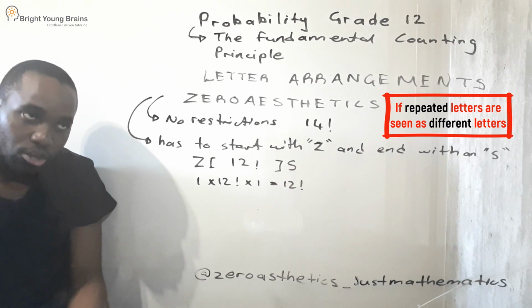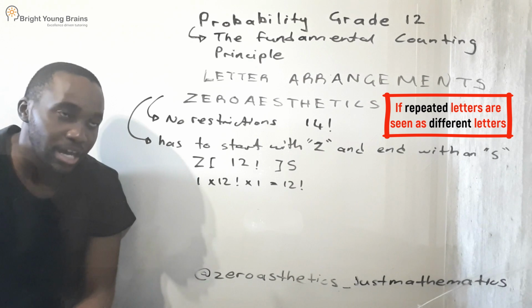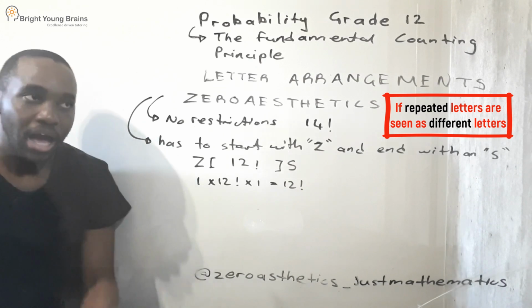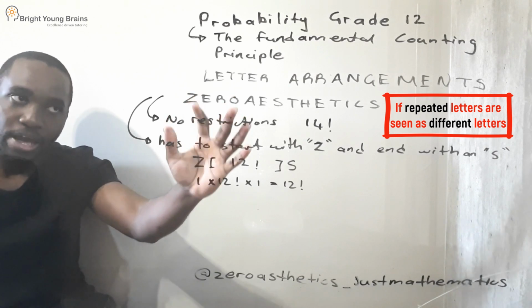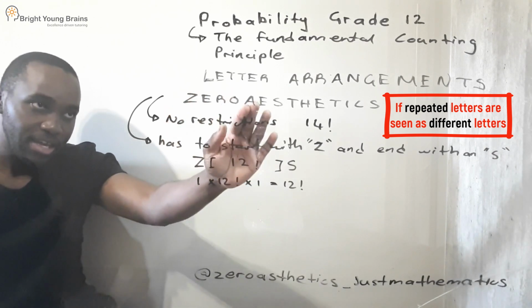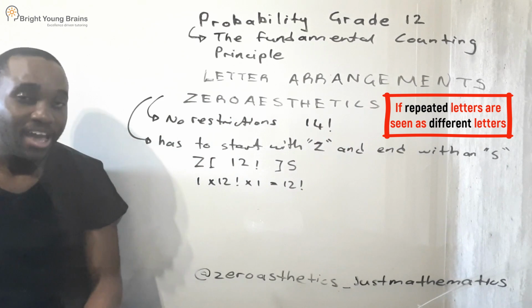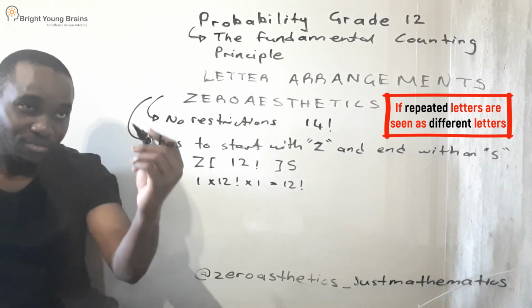Now another scenario is if, for example, they ask how many ways can our letters be arranged if zero has to be together and aesthetics has to be together. So let's think of that scenario.